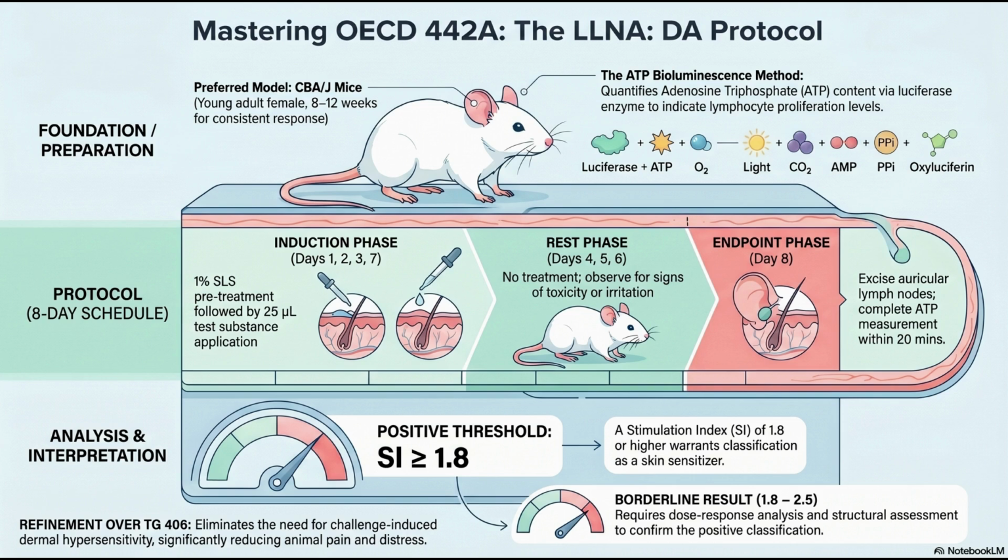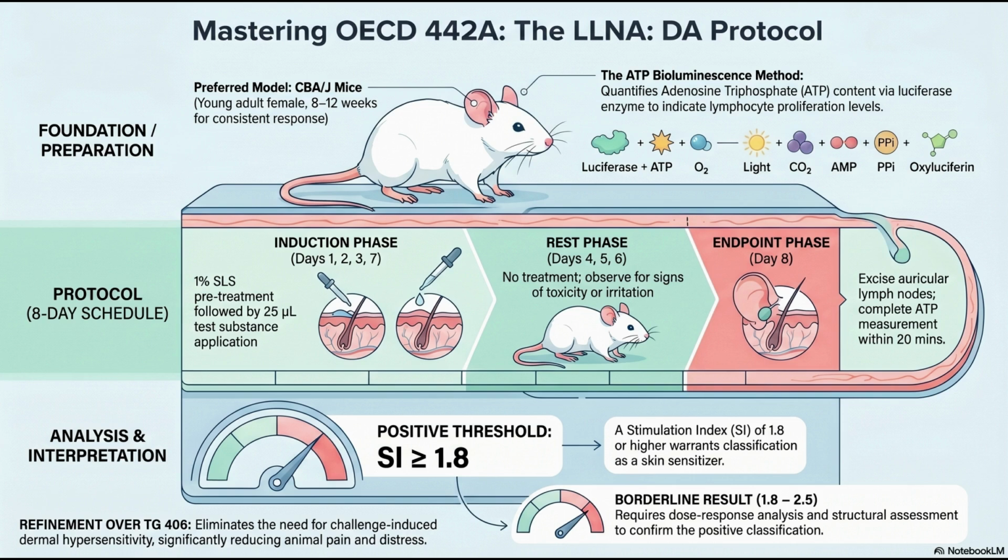And the answer really lies in distinguishing between the induction phase and the elicitation phase of an allergic response. Okay, break that down for us. So the elicitation phase is the visible rash. That physical symptom only occurs after the immune system has already learned to identify a chemical as an enemy and launches an attack. So the elicitation is like the downstream consequence. Exactly. The induction phase, however, is the initial learning process.